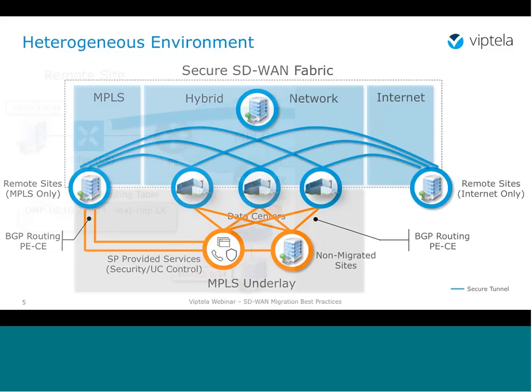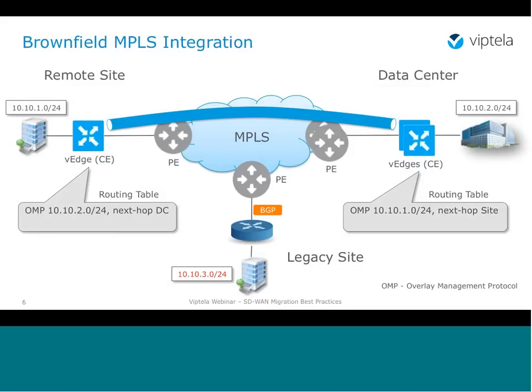Now, to double-click a little bit on what it means to establish BGP connectivity between the PE and CE devices, in this picture you can see that you have three sides. You have the remote side, you have the data center side, and you have a legacy side that has not yet migrated, and there's an MPLS network in between. In this case we are demonstrating an SD-WAN network that makes use of an overlay management protocol to distribute all the information about reachability and security characteristics across the sites that are participating in the SD-WAN network. So you can see in here there are three subnets.